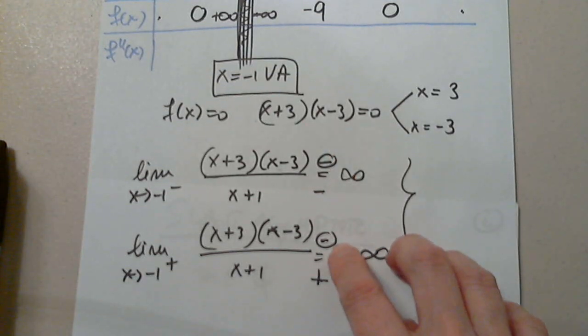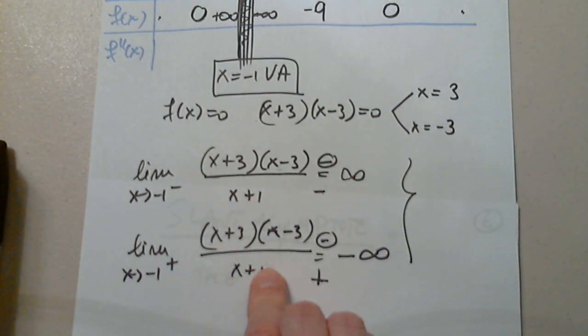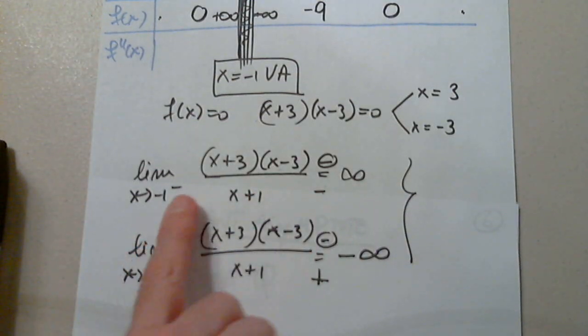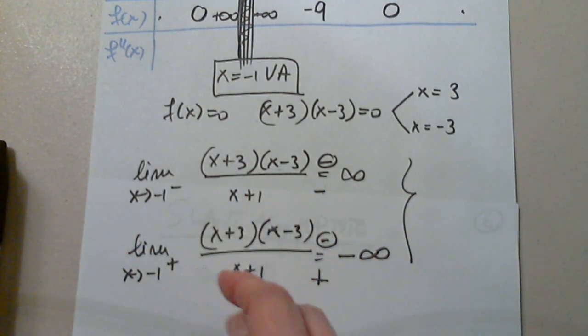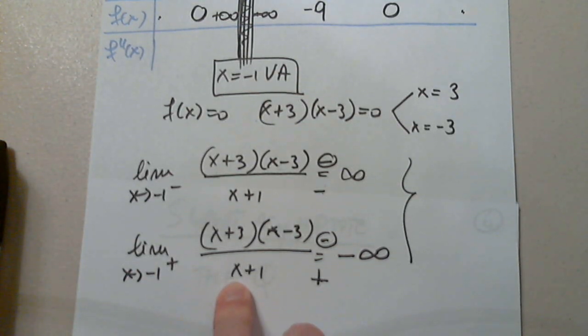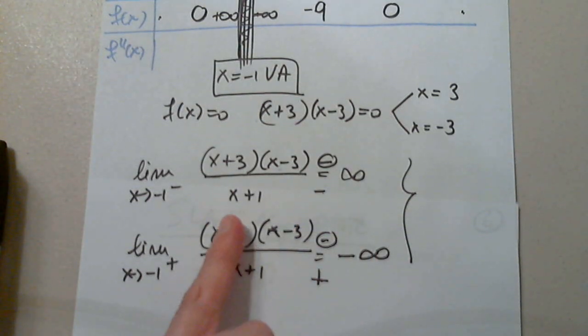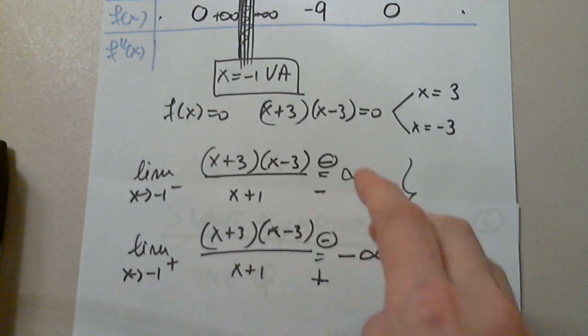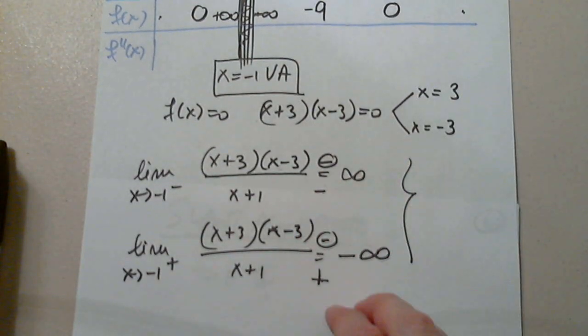The numerator is negative, so we only need to analyze the denominator. The sign changes here. From the left of -1 it is negative, and from the right of -1 it is positive, because I have to plug in -0.9. -0.9 plus 1 is positive, but -1.1 plus 1 is negative. So negative over negative is positive infinity, negative over positive is negative infinity.